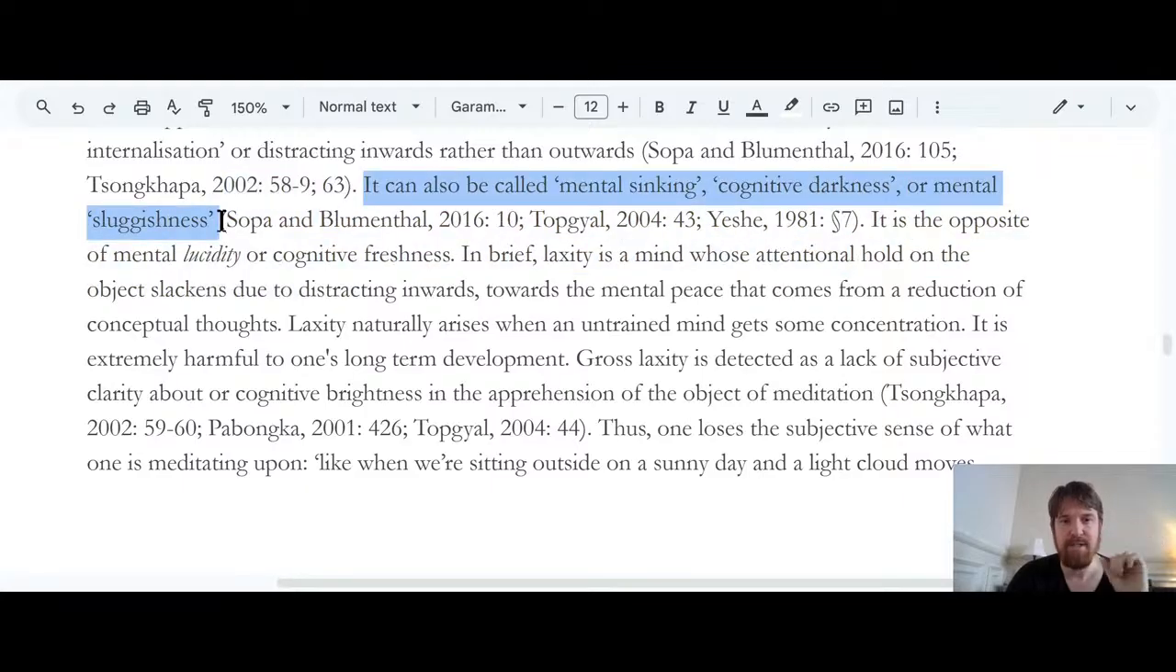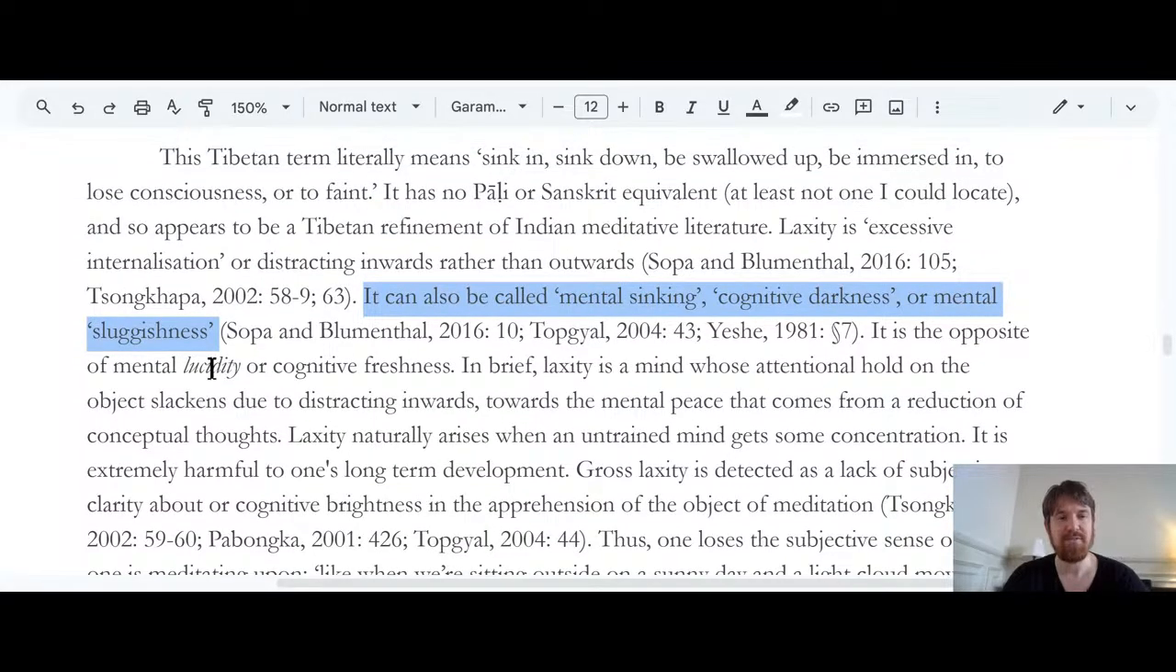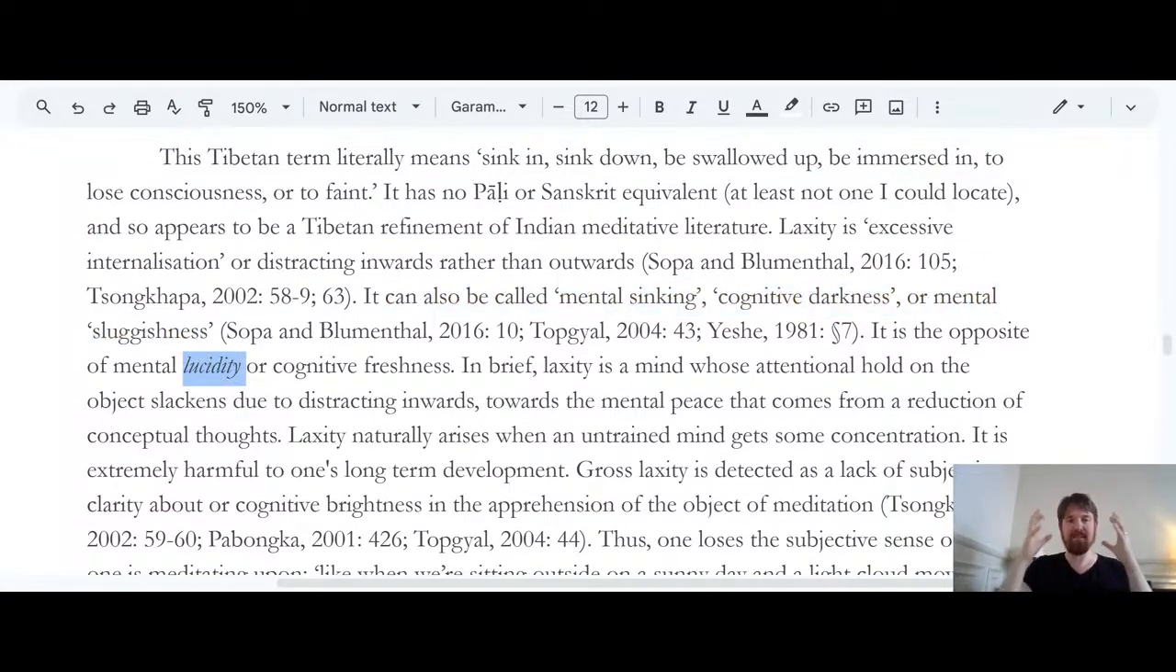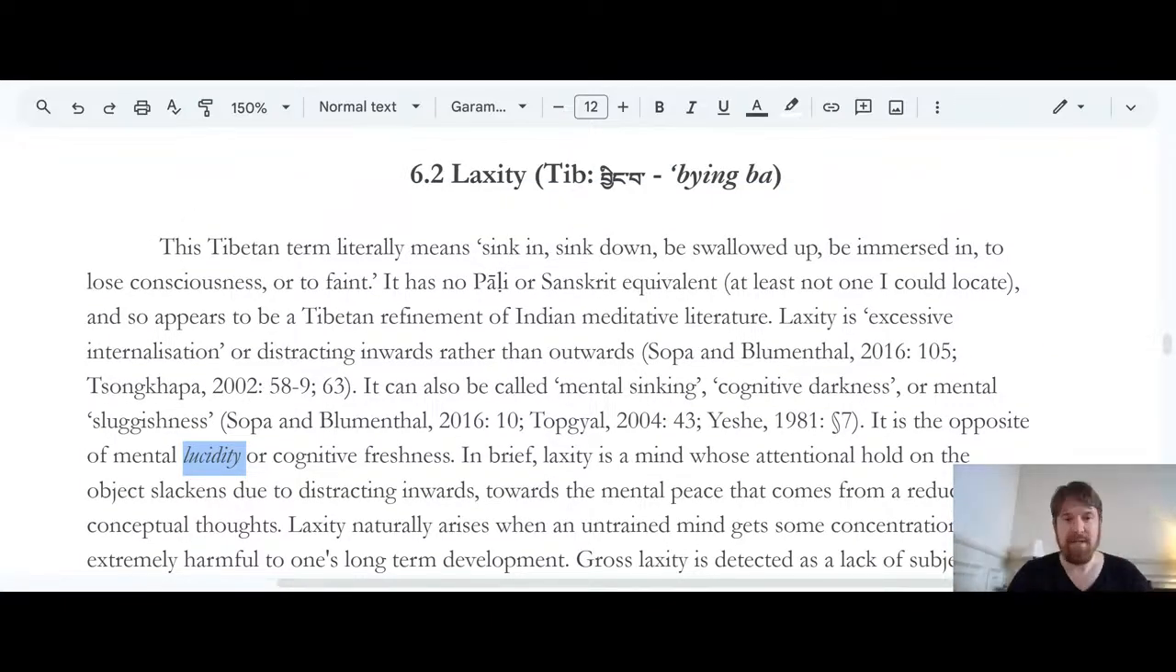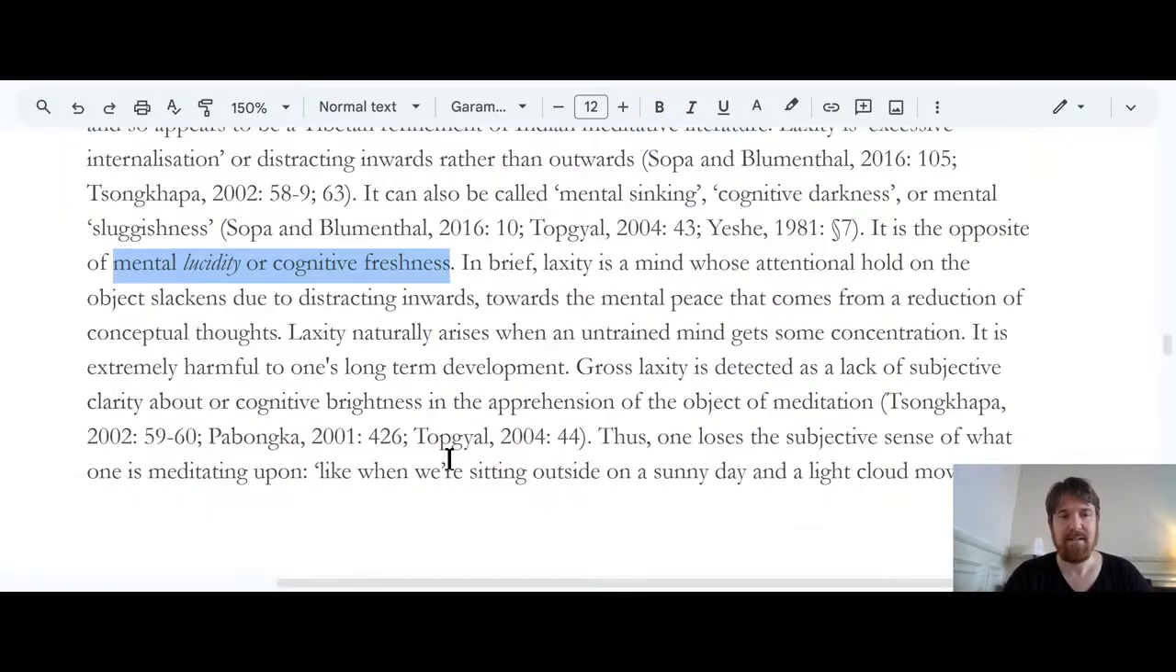Your mind is sluggish. It has to do with every night when you start to get tired, and you're headed towards sleep, you experience mental dullness, right? Your mind lacks lucidity, freshness, being cognitively fresh. So the second major problem that you have in meditation is laxity, which is a lack of lucidity or cognitive freshness. Your mind is dull and not bright and cognitively capable.